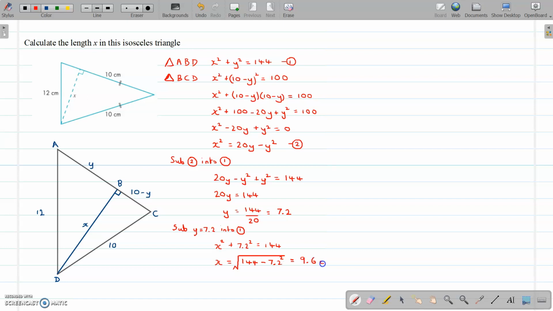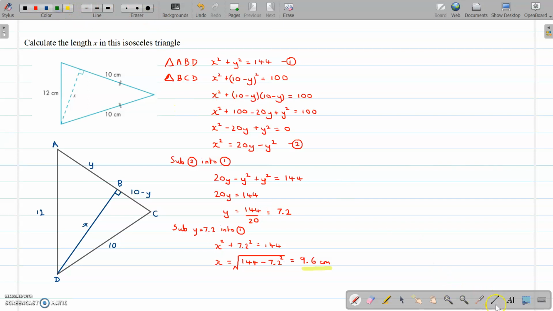Now, just before I move on to the other method, have a look at that 9.6 and look at the line that we've got here. I can see that x is a bit shorter than 10. Okay, 10 is the hypotenuse, the longest side of the triangle. That's a bit shorter. So I was expecting something close to 10, but certainly not more than 10. And that's what I've got here. So it's a good way of checking your answer. Look at your diagram, and provided it's roughly to scale, it should give you a good idea.